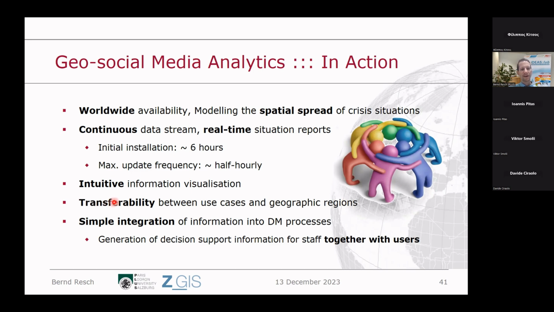Furthermore, we are very well transferable between use cases and geographic regions. You saw that we were in the US, in Germany, in Austria, all different kinds of regions in the world. We're also working with CDC Africa, for example, where we're doing work in Congo for different diseases like yellow fever, like Ebola, and others. So it's very well transferable between use cases and geographies.